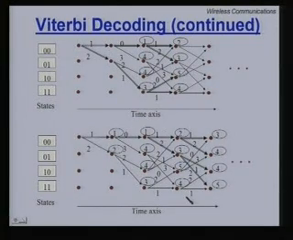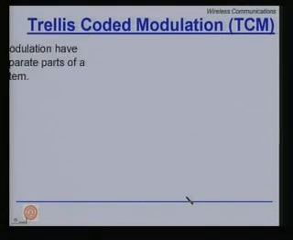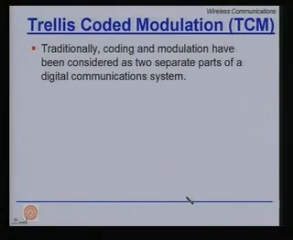Now, we move one step forward and try to combine coding with modulation. As a specific example, we will talk about trellis coded modulation. However, you also have block coded modulation, which combines linear block codes with modulation. What is the reason for doing this?